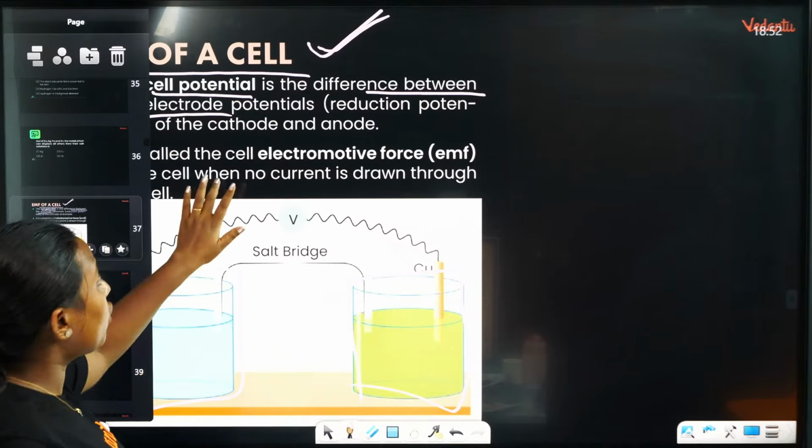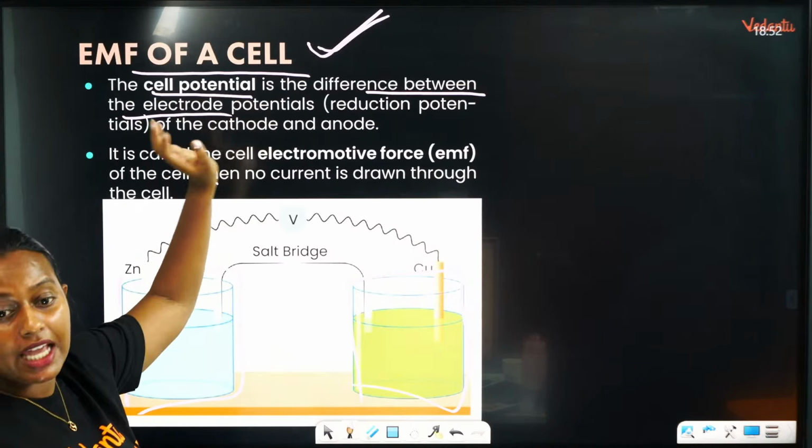So clear. So how do we calculate the cell potential?